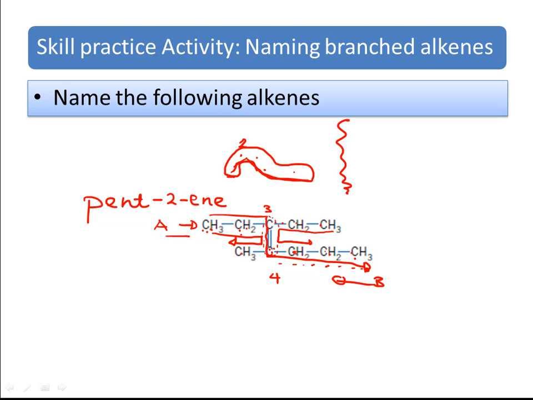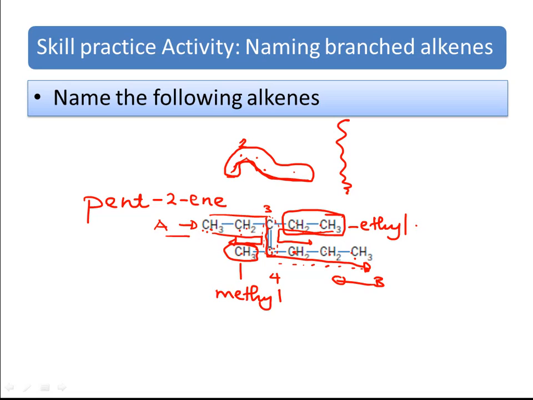So to name that, we need also to identify and name these side chains or the branches. I've got an ethyl group here because I've got C2H5. If you put this together, it's C2H5. And this one here is a methyl group.